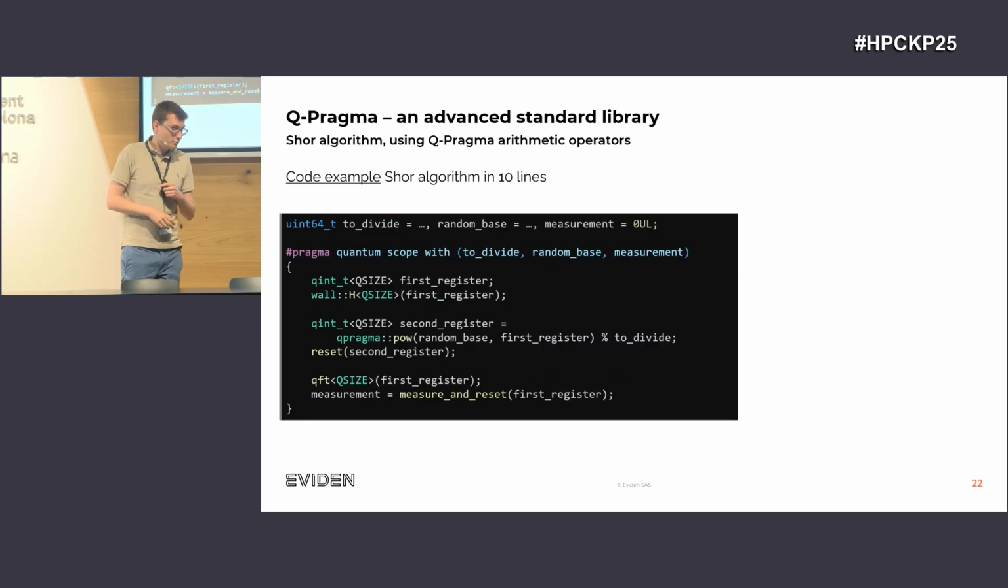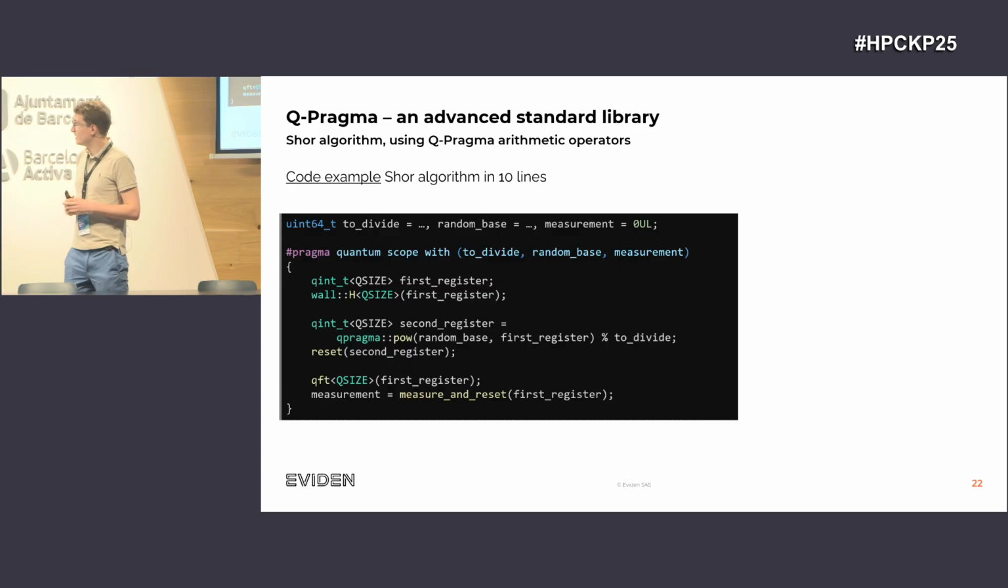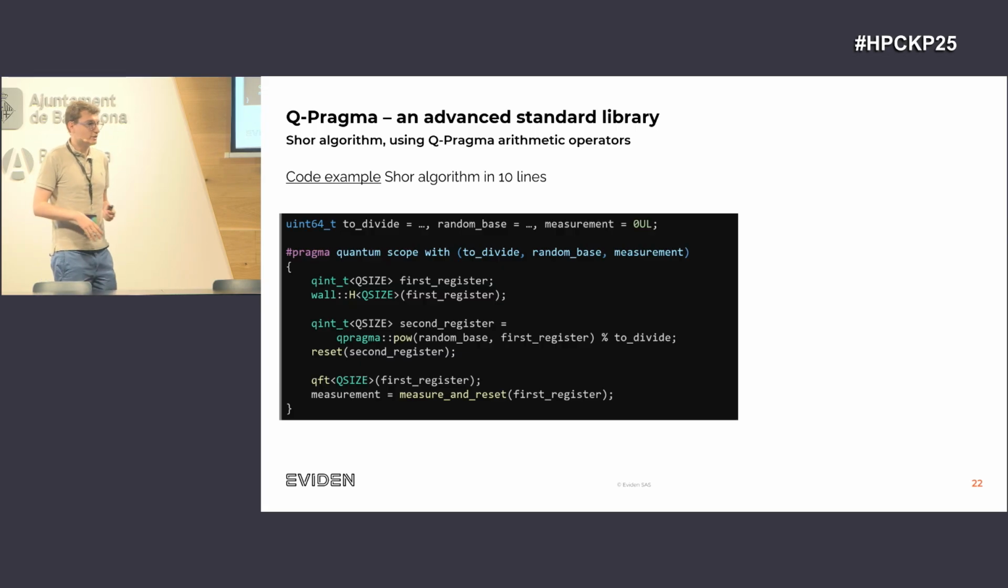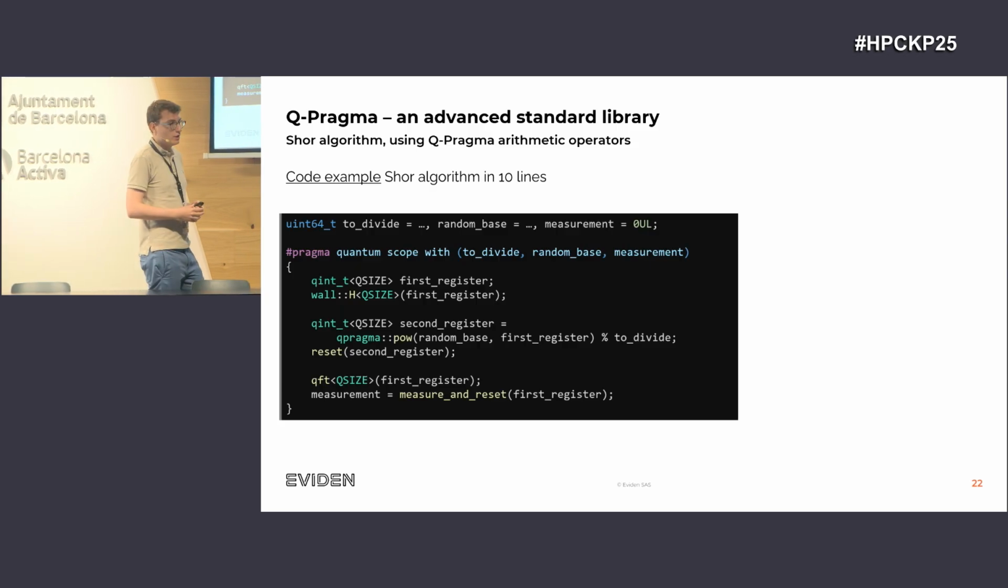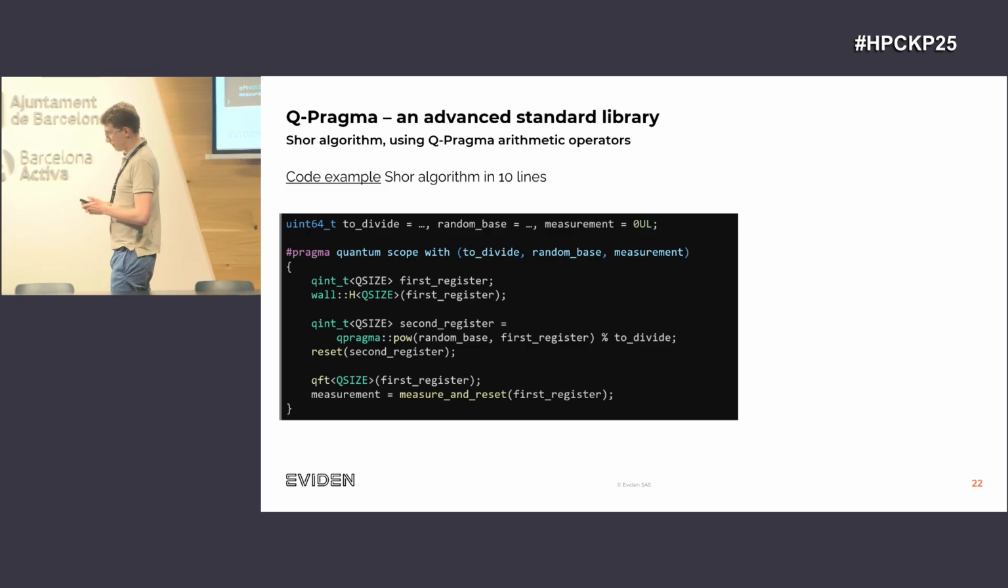And to conclude, I will give you a more advanced example. Here is how you would write the Shor algorithm using Q-Pragma. This is only the quantum part, I omitted the classical part, but the Shor algorithm is used, for instance, to break an RSA crypto system. So it can be written quite easily using Q-Pragma.